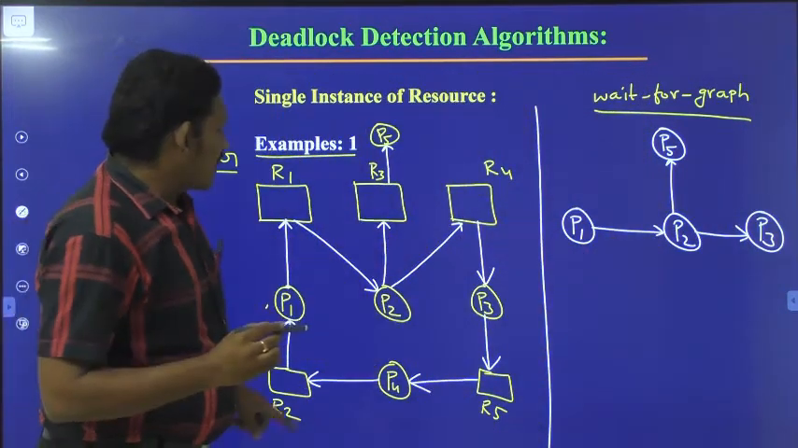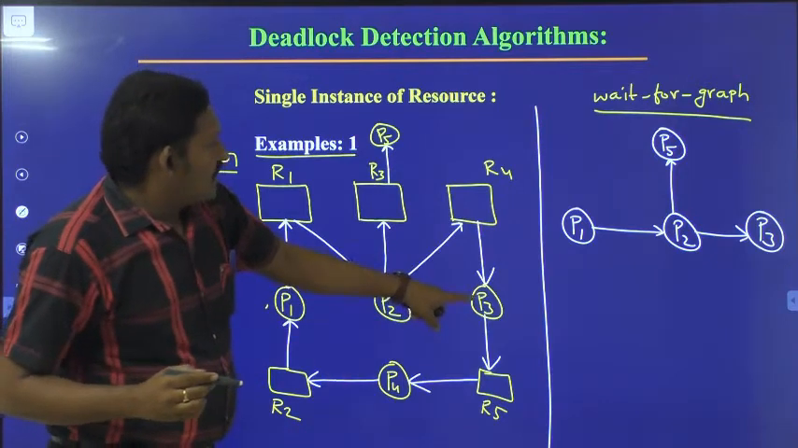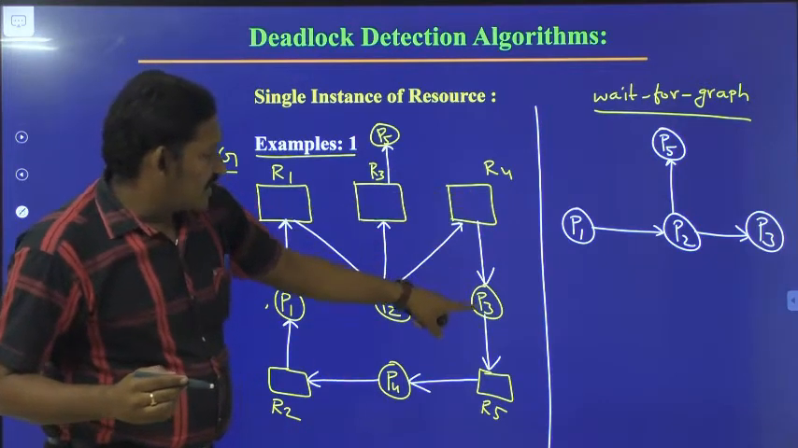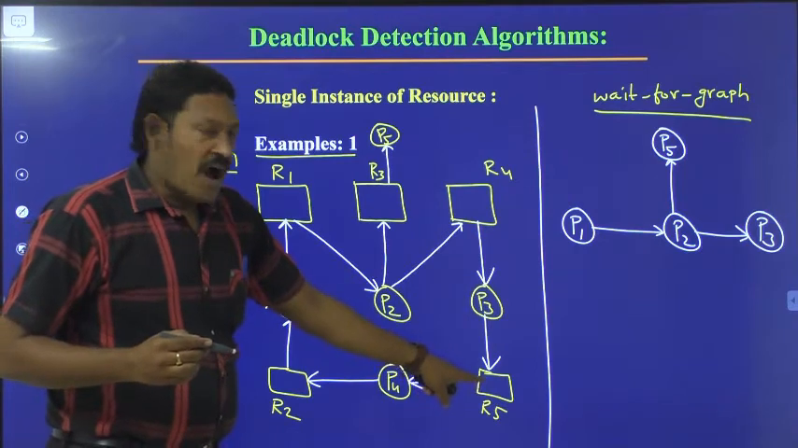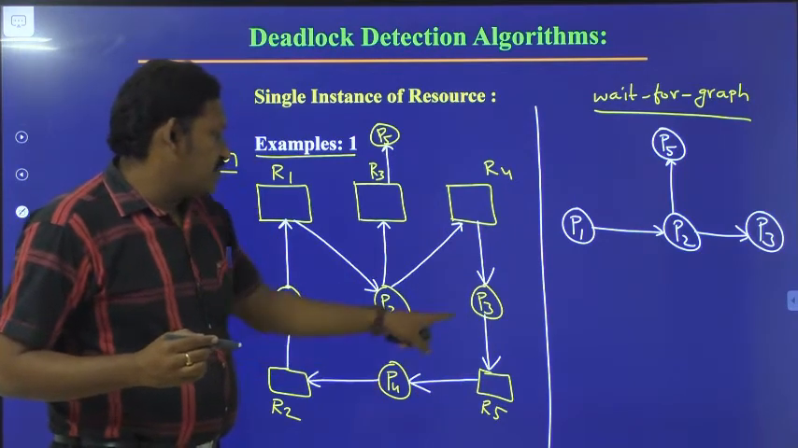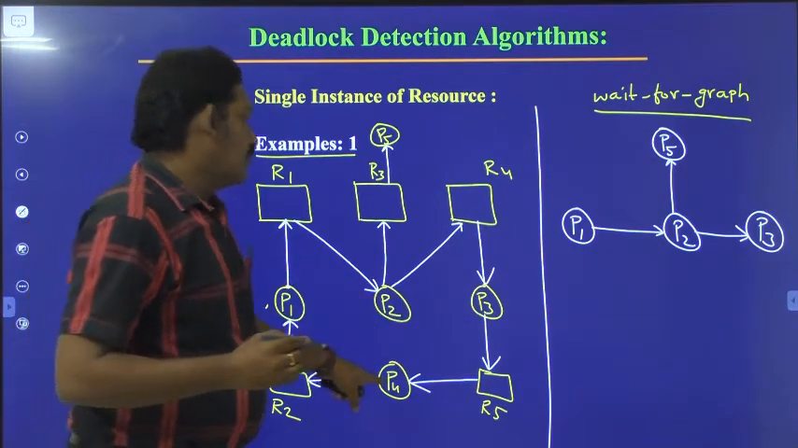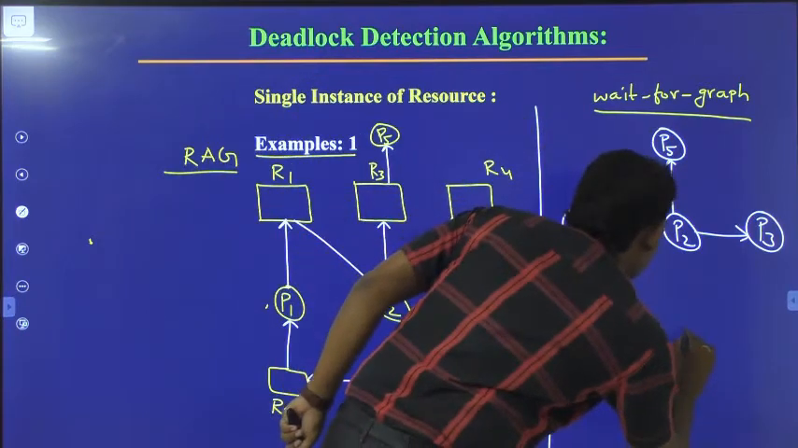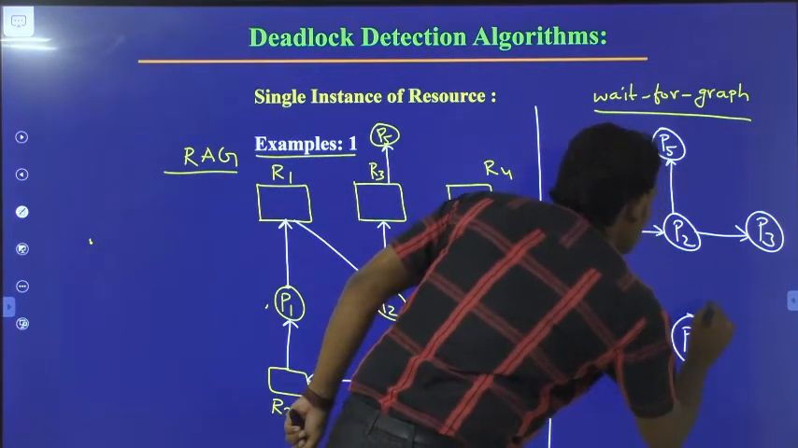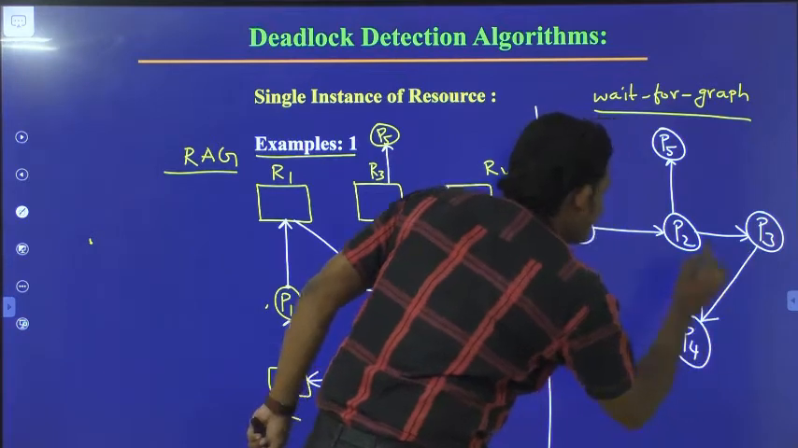Okay. Next, what about P3? P3 is holding resource R4, but it is requesting R5. R5 should be released by P4. Means process P3 is waiting for P4.